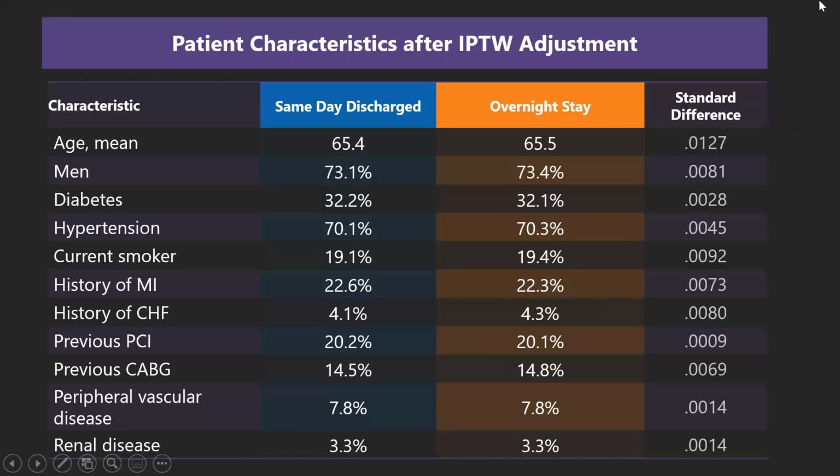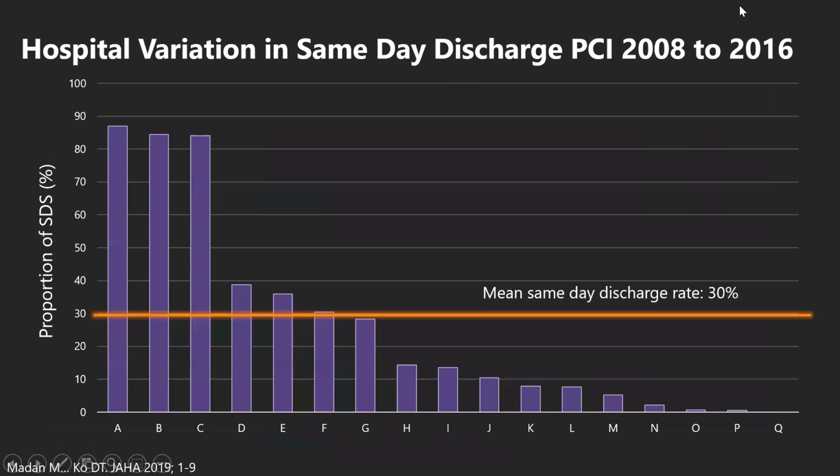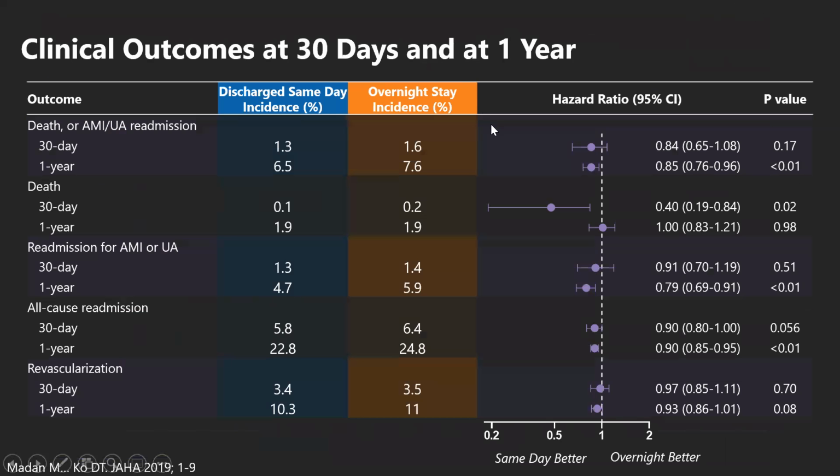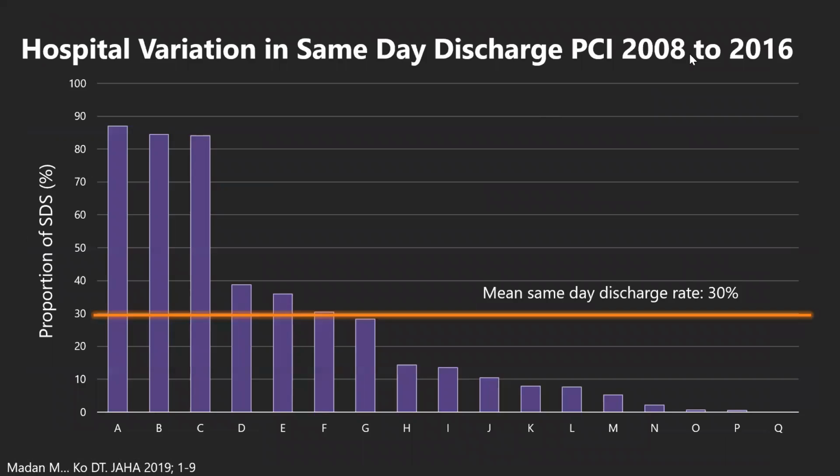As you can see over and over again, the PCI patients in Ontario are pretty similar. They're around 65, mostly men, with 30 to 40% diabetics. This has fewer exclusions, so we also include people with previous PCI and bypass. And I think this is the most interesting slide to me.